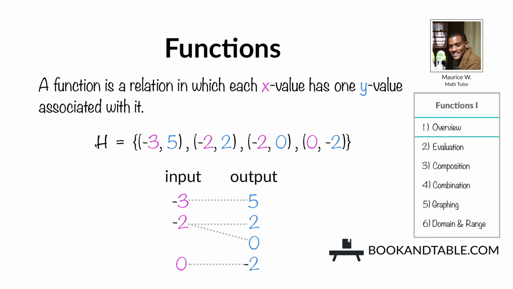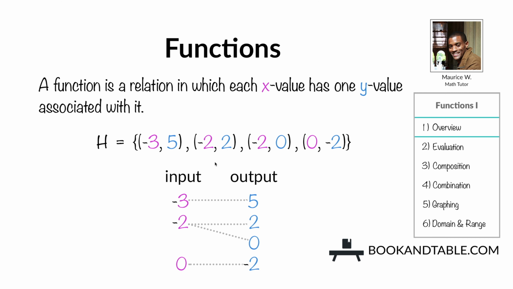So in this case, we have the relation h, and we see we have 4 points in this relation. Now the x values are considered our input values. They're the number we plug into the function. And the y value is considered the output. And we'll discuss this further a little bit later in the chapter. But we see here for our 4 points, we have x values of -3, -2, -2, and 0. And for our y values, we have 5, 2, 0, and -2.